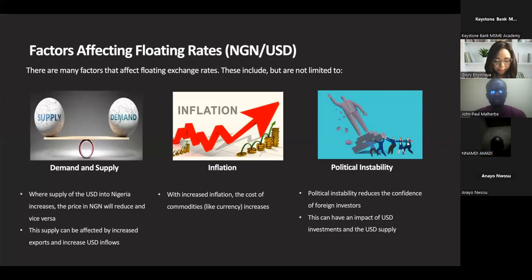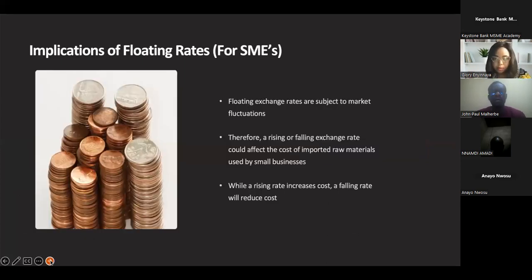So, implications of floating rates. One of the key implications of having a floating rate as opposed to a pegged rate is that the floating rate is very, very subject to market fluctuations. So whatever happens in the foreign exchange market, it will affect the rate at which you buy dollars. So you could have, say, a rate today being Monday, and then before you know it, on Wednesday, the rate has changed by a tremendous amount because of something that happened on Tuesday.